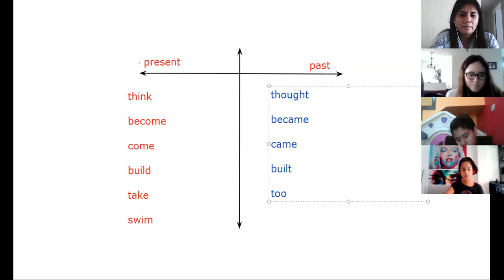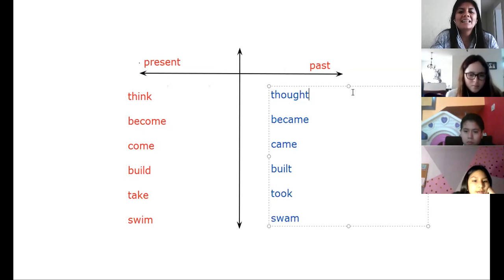No estás posando para fotos. Took. The past of swim: swam.